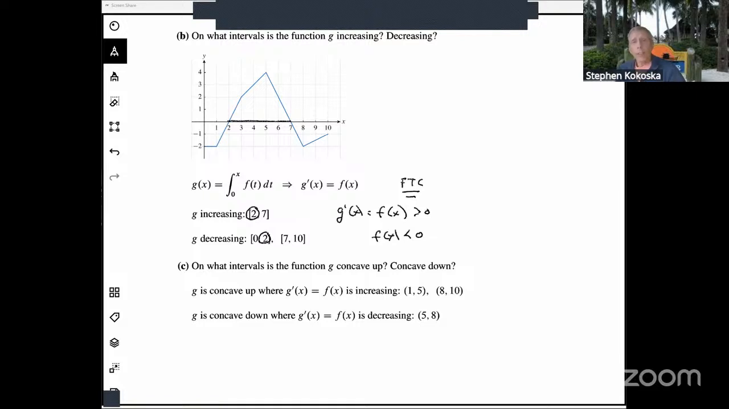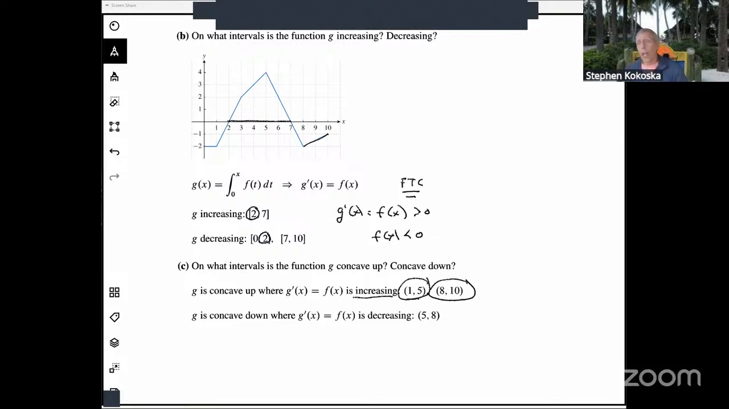Well, we have to see where g prime of x, equal to f of x, is increasing. Where is it increasing? Well, let's see. It's increasing from 1 all the way up to 5, and increasing again from 8 to 10. Son of a gun, Curtis, these intervals are open. Why is that? Well, again, back to definition.